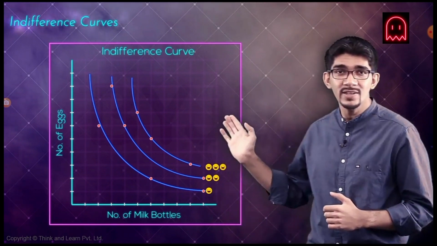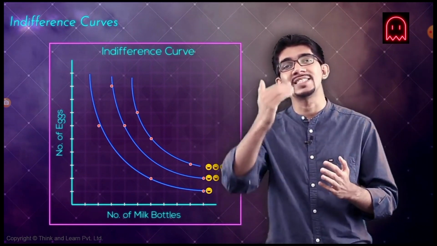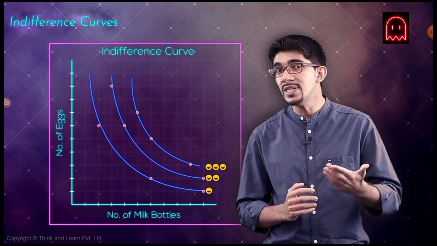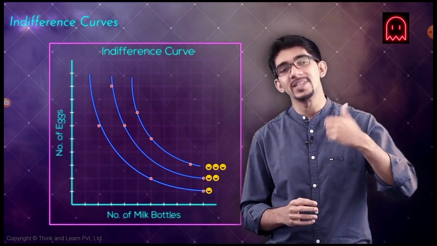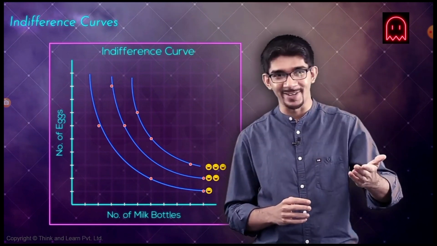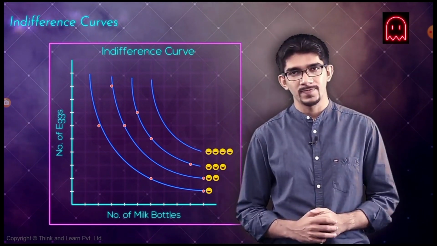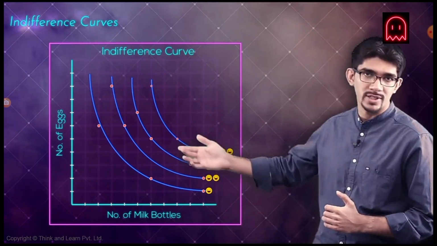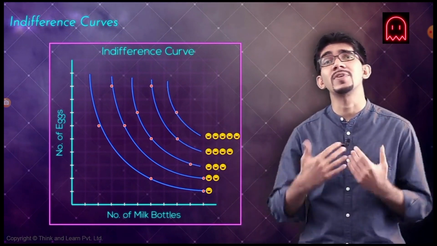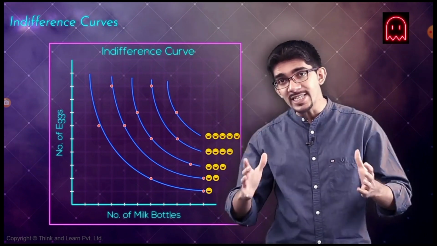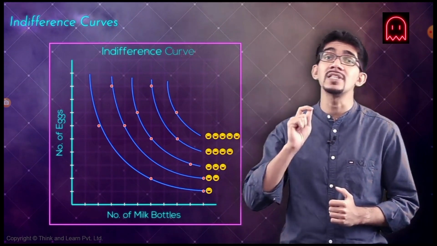So smileys here just represent how Crusoe ranks these ICs. More smileys would mean Crusoe's more happy with all the bundles on that IC. Same thing, different representation. I hope your doubt is clear now. Let's add another IC to the graph here. Let's say it passes through a higher point. Like this, we can keep on adding ICs. And we can have a number of indifference curves. This full series of indifference curves will be called an indifference map.